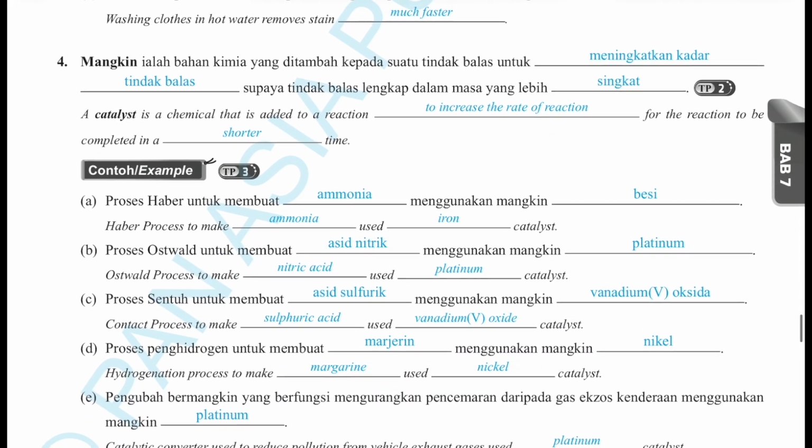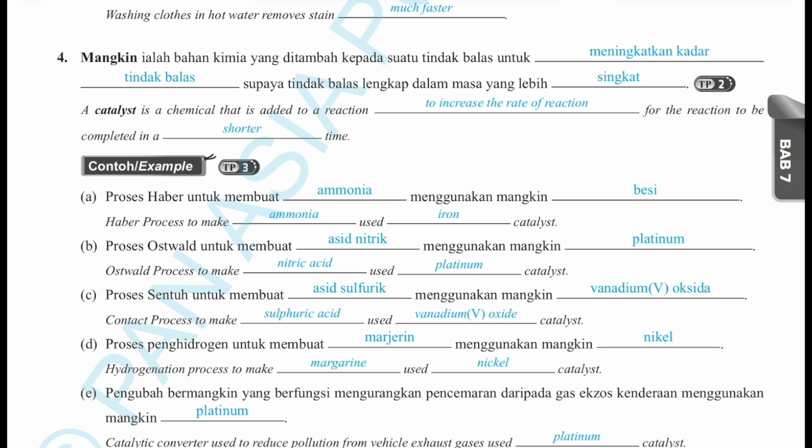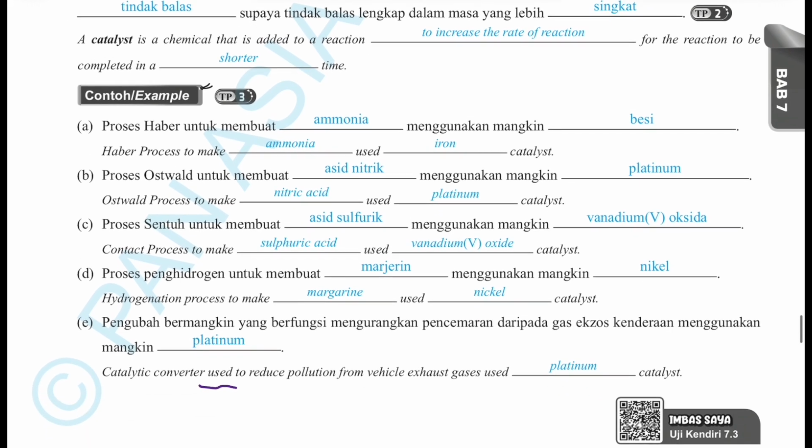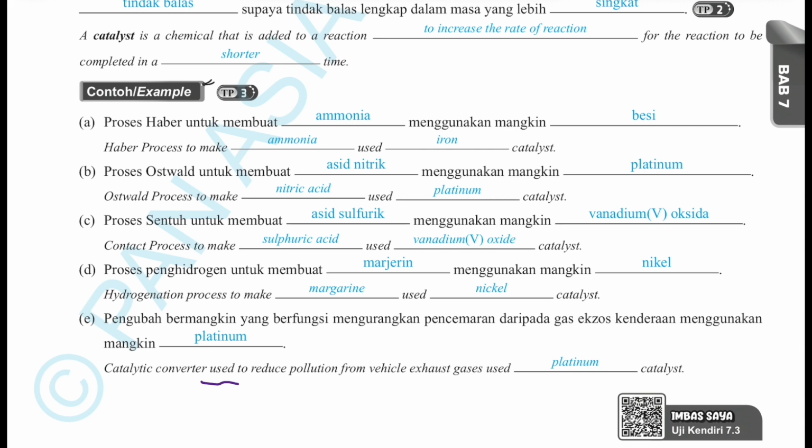And then we have learned about catalyst. Still remember catalyst? Catalyst can increase the rate of reaction. Yeah? So a catalyst is a chemical that is added to a reaction to increase the rate of reaction for the reaction to be completed in a shorter time. So the application of this knowledge, we have a Haber process. In industry, we have a Haber process. The name of process is Haber process. So in Haber process, we use to make ammonia.